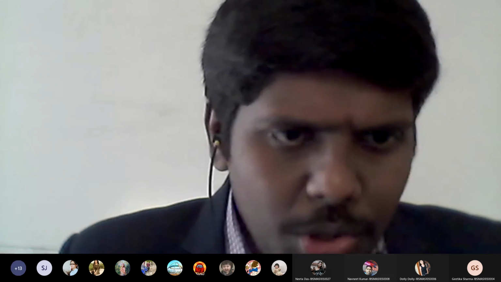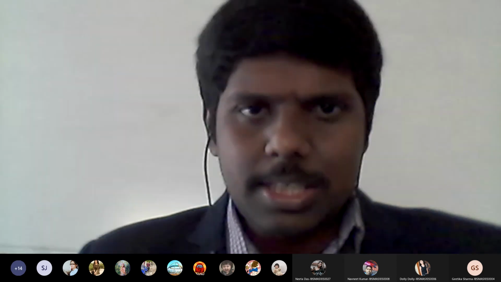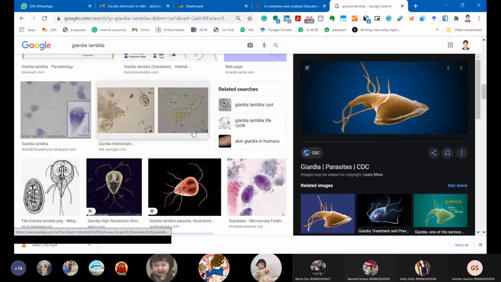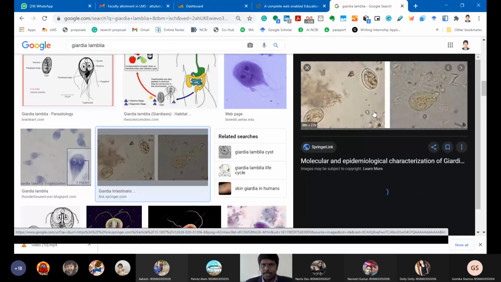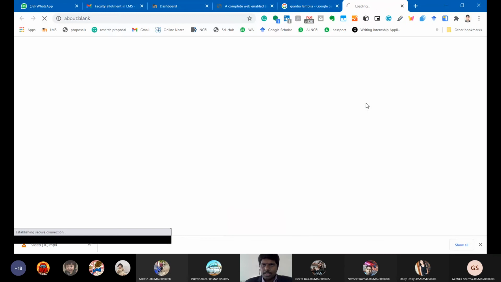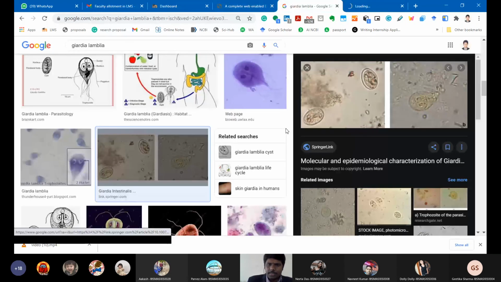Okay. So let me show you some Google images here. So yeah, students, this is the cyst. This is how the exact trophozoite looks like in a sample. So can you see this, students? Is it visible for you?